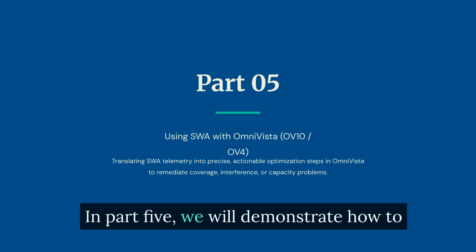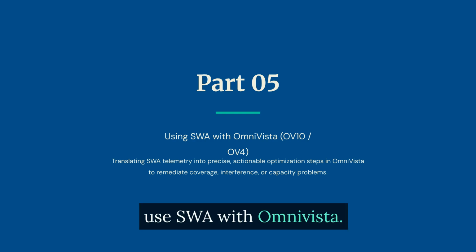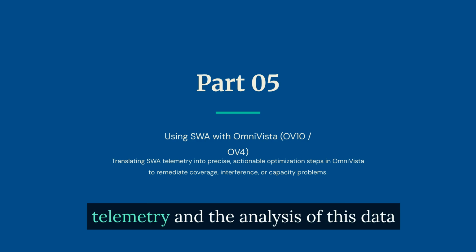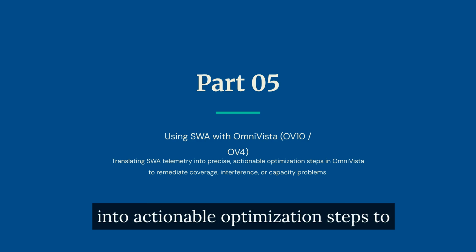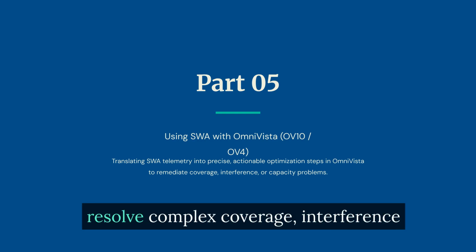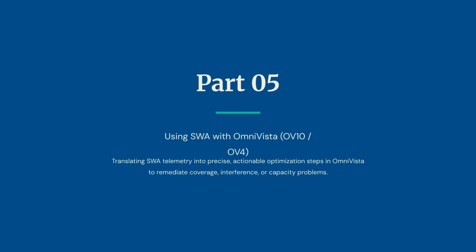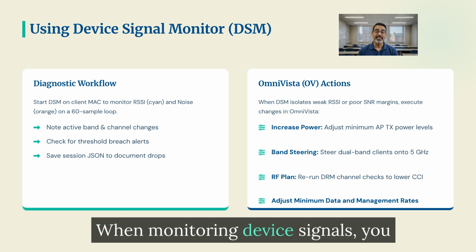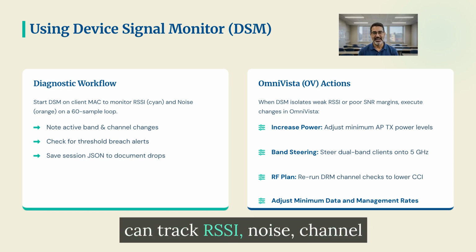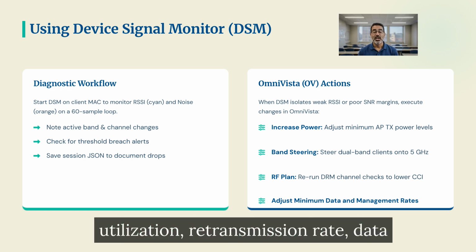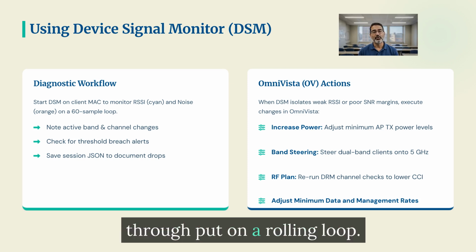In Part 5, we will demonstrate how to use SWA with OmniVista. We'll show you how to translate raw telemetry and the analysis of this data into actionable optimization steps to resolve complex coverage, interference, or capacity issues. When monitoring device signals, you can track RSSI, noise, channel utilization, retransmission rate, and data throughput on a rolling loop.